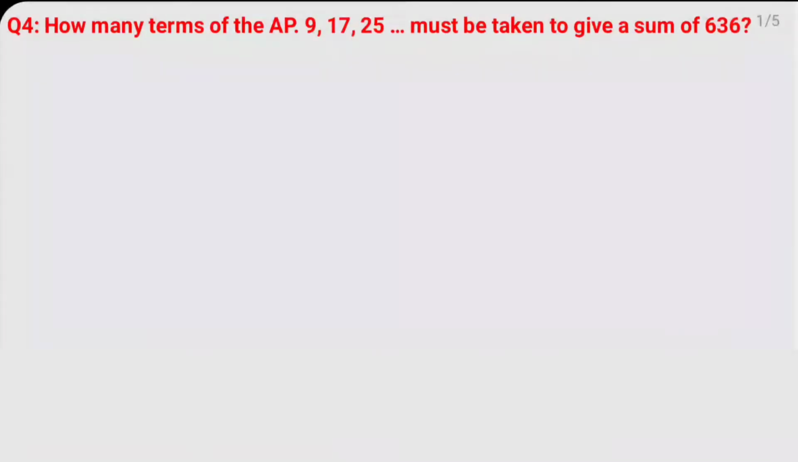Look at the question. How many terms of the AP 9, 17, 25 and so on must be taken to give a sum of 636? So here they have given one AP, that is 9, 17, 25, and also they have given the sum, meaning Sn, 636, and we want to find out n here, how many terms in that AP, right? So let me solve here.